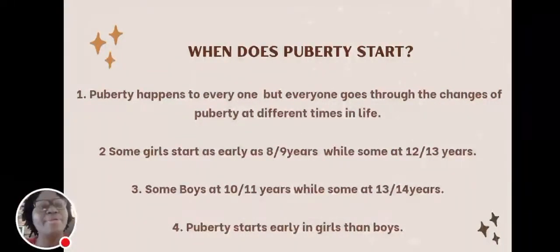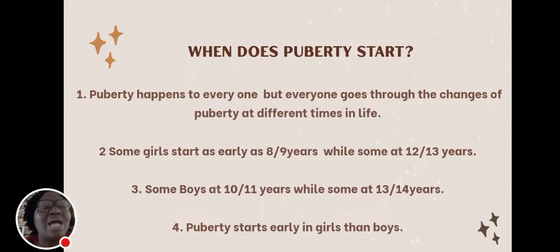And when does puberty start? This is a question that I should ask. When do you think puberty starts? Puberty happens to everyone, but everyone goes through these changes at different times in their life. So when you see your friends growing and your body is not yet changing, don't be worried at all. It starts at different times for different people. There's no universal date for everybody's body to change. Our body will change at its time.